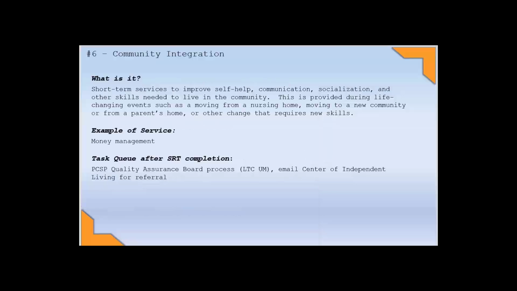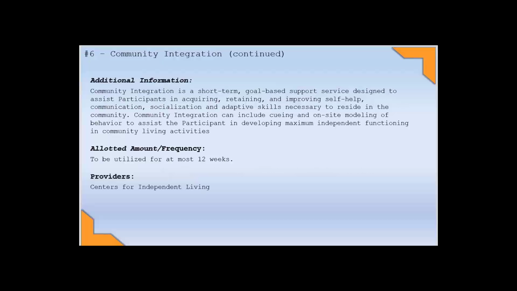So a little bit more about community integration, short-term services to improve self-help, communication, socialization, and other skills needed to live in the community. An example of this service would be money management. A little bit of additional information. Community integration can include things such as queuing and on-site modeling of behavior to assist the participant in developing maximum independent functioning and community living activities.